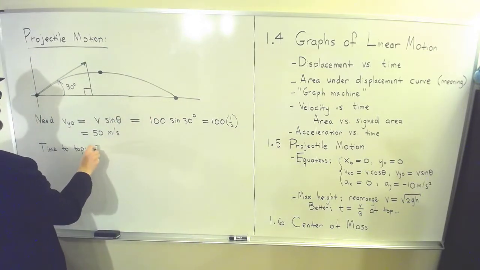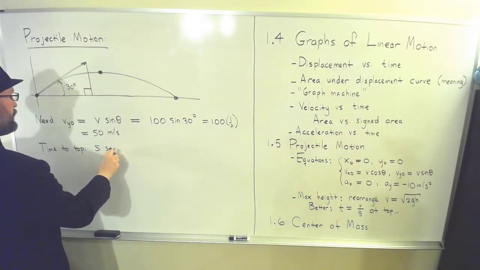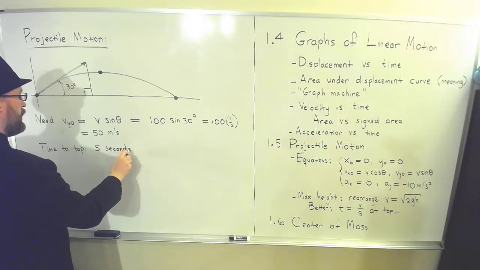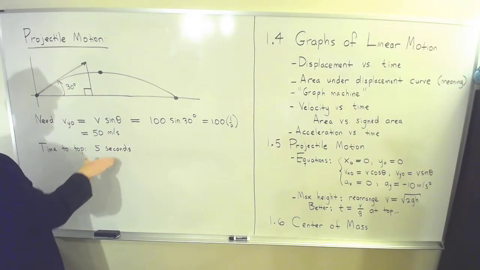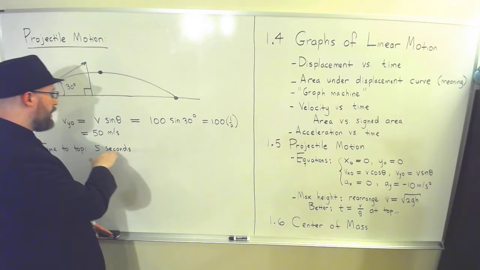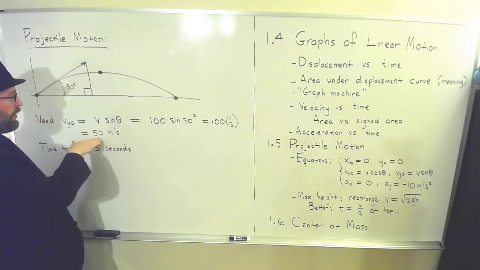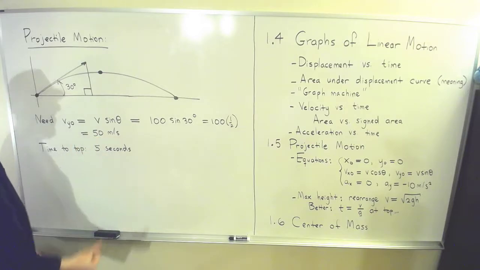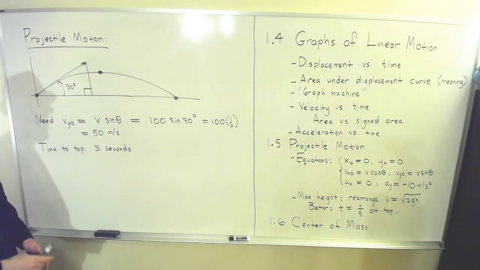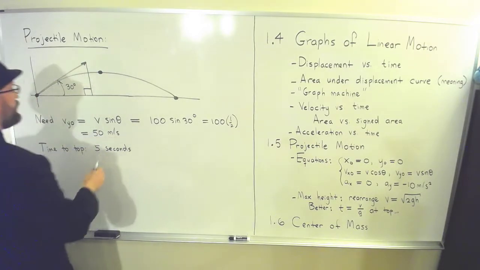So the time to the top is going to be 5 seconds, because it's accelerating constantly downward at -10 meters per second squared, and so it takes that long to cancel out the upward initial velocity of 50 meters per second. So time to the top is 5 seconds.